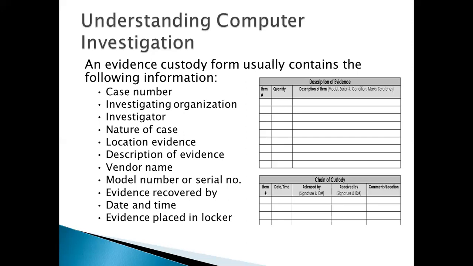It includes the case number, which case you are handling, and the investigating organization, which company you are going to investigate, who the investigator is, what the nature of the case is, where the evidence is located, and what the evidence is, either a computer, components, or a pen drive, along with a description of the evidence, vendor name, and model number. If you are taking a system or laptop, you have to note the brand name, either HCL or Dell, and the model number and serial number of that laptop. Then evidence recovered by whom: the CF analyst cannot directly recover it, so he will use some other person to recover the evidence. Then the date and time of recovery, and whether the evidence was placed in a locker or not. These are all the things that the CF professional has to fill in on the evidence custody form.